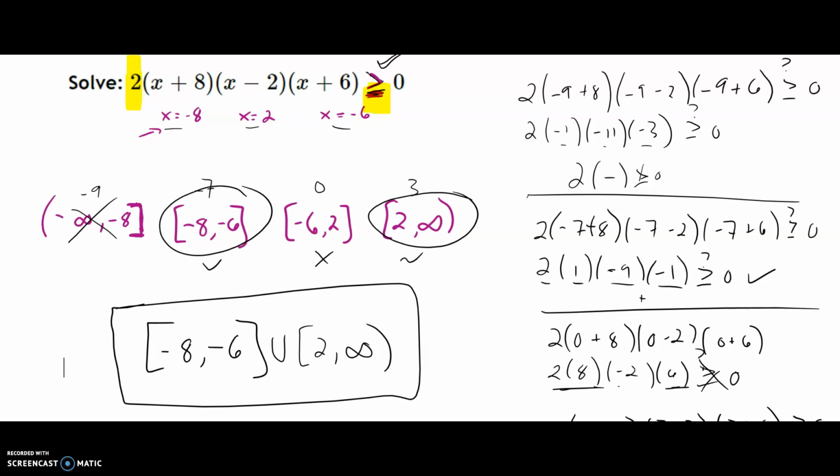But you can test it. If I plug in -6, you see what happens. When you plug in -6 here, this factor gets 0. And it doesn't matter what these are, because 0 times this is 0. And 0 is greater than or equal to 0. If that were just the greater than symbol, then we would have parentheses for all of these brackets. And remember, infinity always gets a parenthesis.